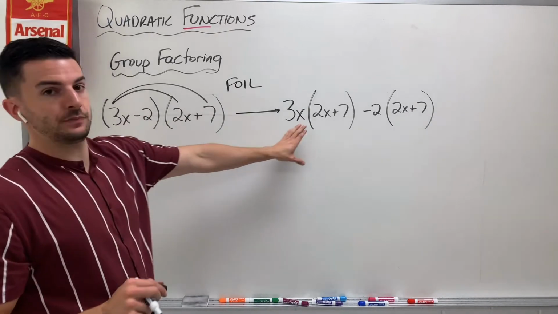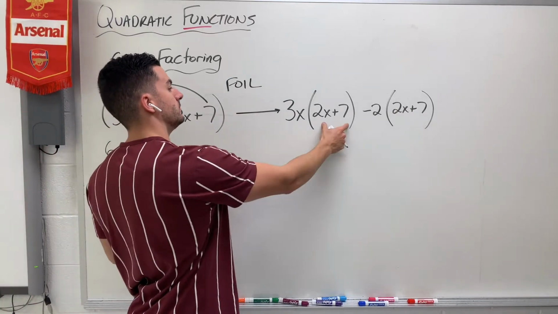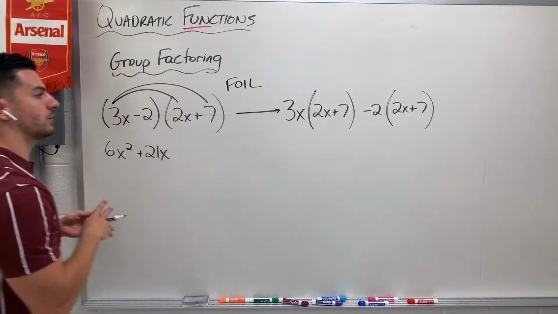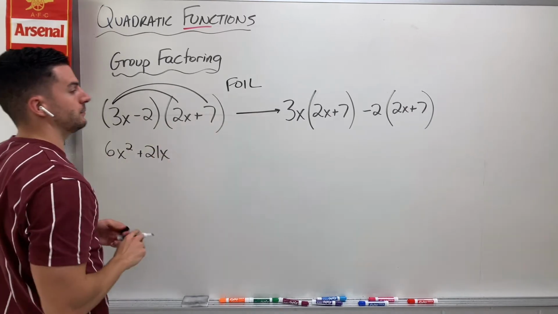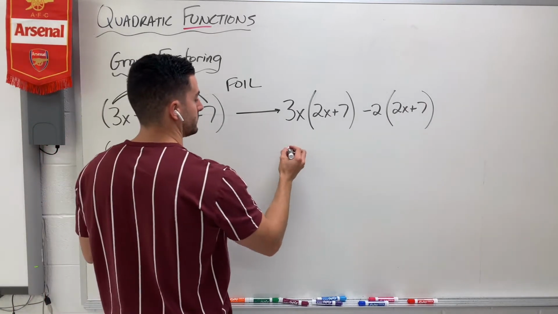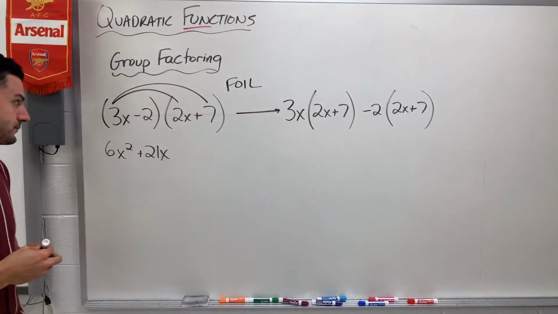What I did there was I did first and outer, right? Now look what I have here. 3x times 2x plus 7, right? I basically wrote it as the first term multiplied by the second group, okay? And again, that will give me the exact same thing, okay? And I'm not even going to write it.